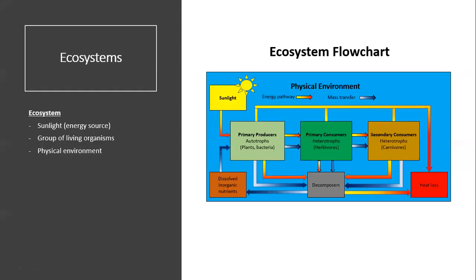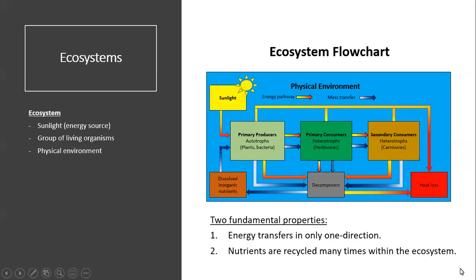Ecosystem flowchart. An ecosystem consists of sunlight, an energy source, a group of living organisms, and the physical environment in which they live. Within an ecosystem, there are two fundamental properties. One, energy transfers only in one direction, meaning that energy from the sun is transferred into organic material by primary producers, which is captured by various consumers and decomposers, and eventually all energy within the ecosystem is lost as heat.